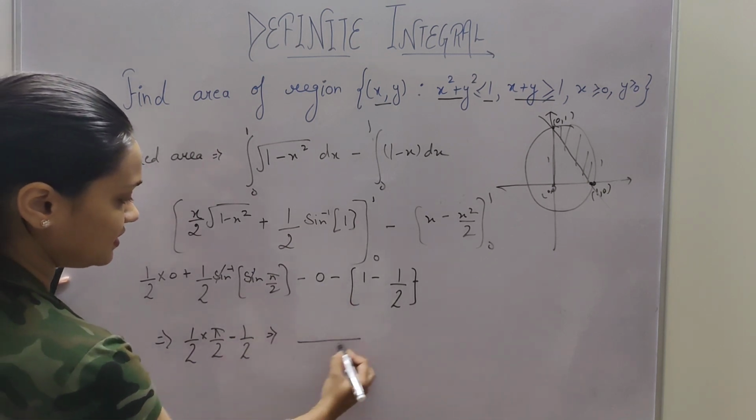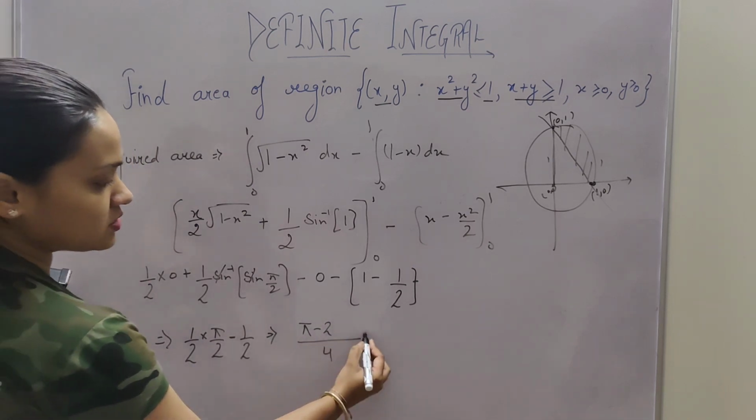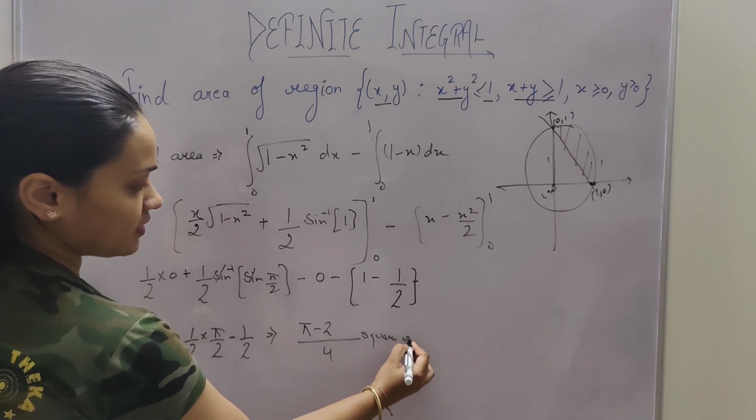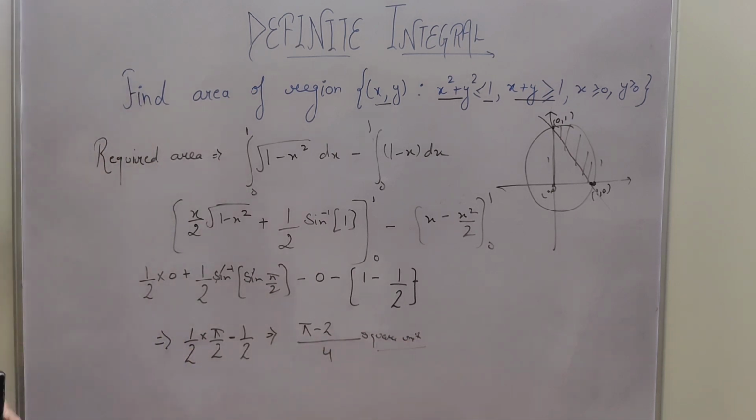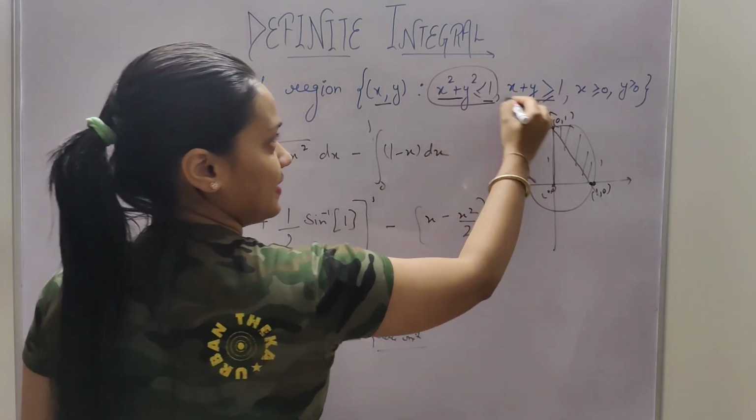So the value comes, taking LCM, (pi minus 2) upon 4 square unit is the answer of this question. Very easy question. If the question is said like this, there is a circle and a line.